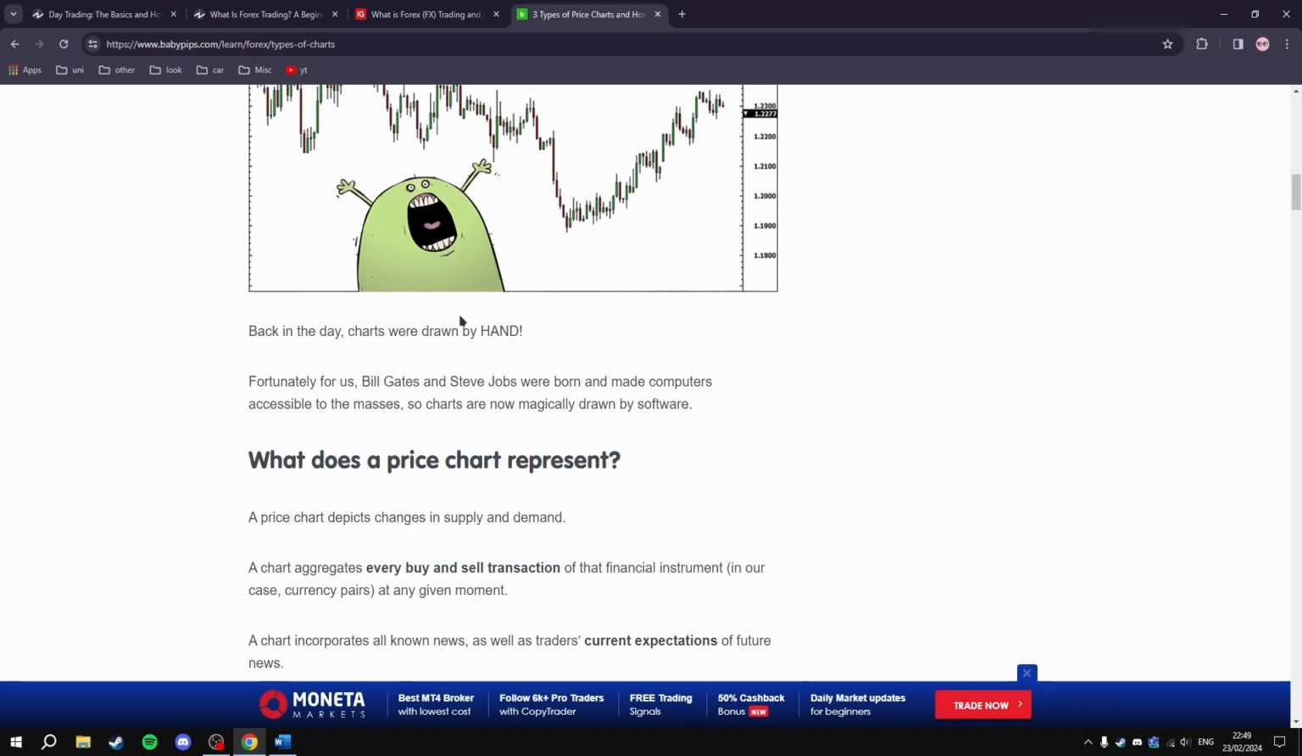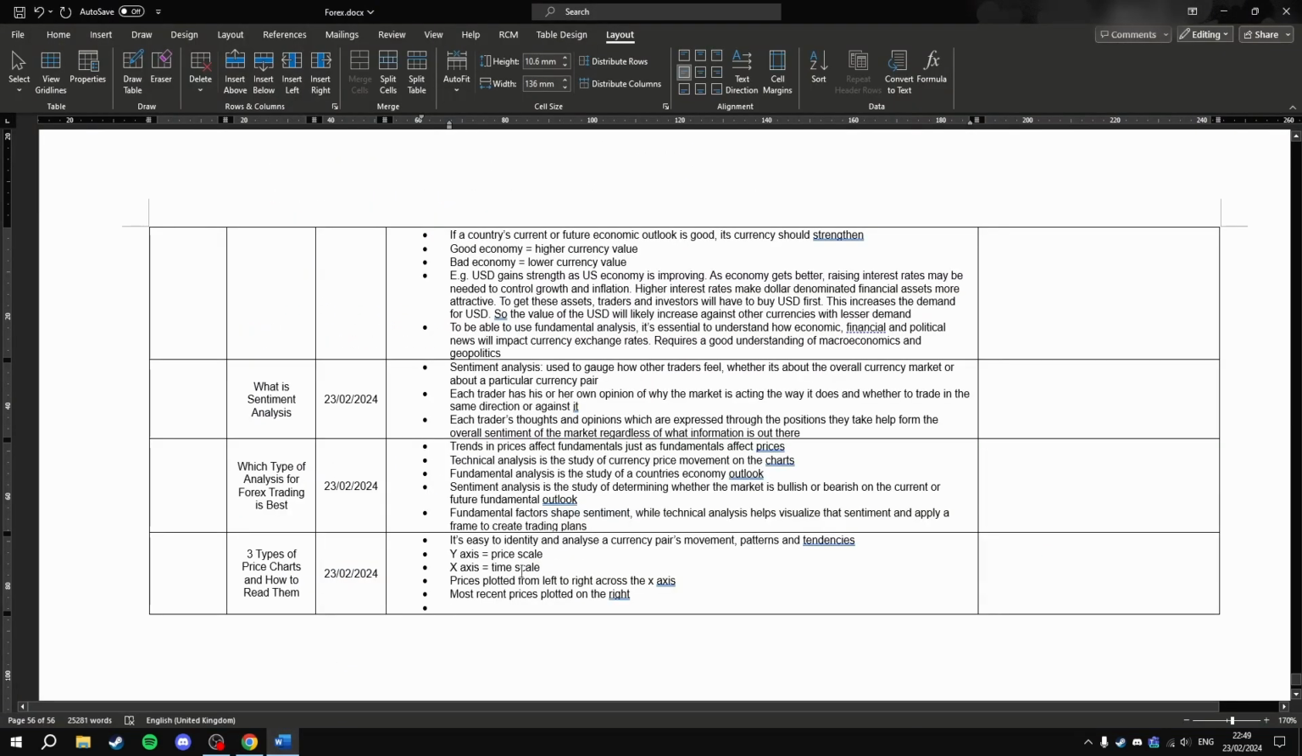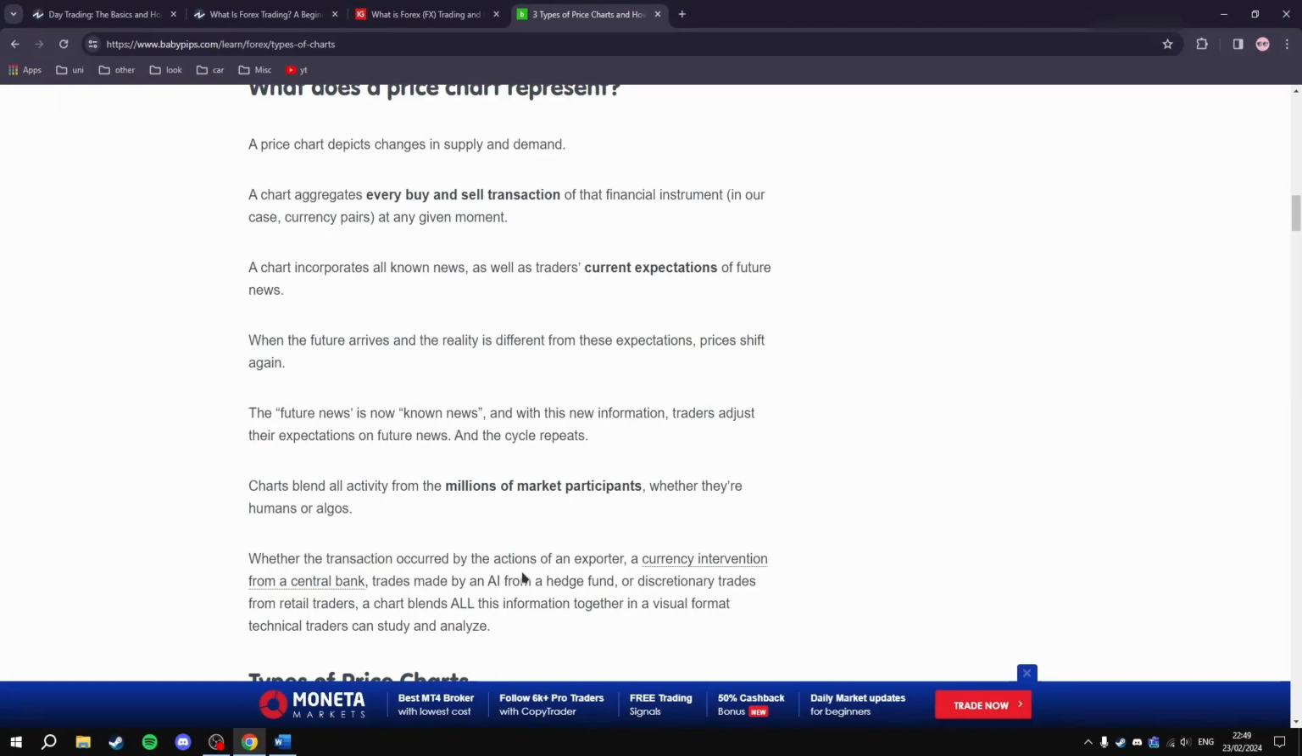What does a price chart represent? A price chart depicts changes in supply and demand. A chart aggregates every buy and sell transaction of that financial instrument, in our case currency pairs, at any given period.